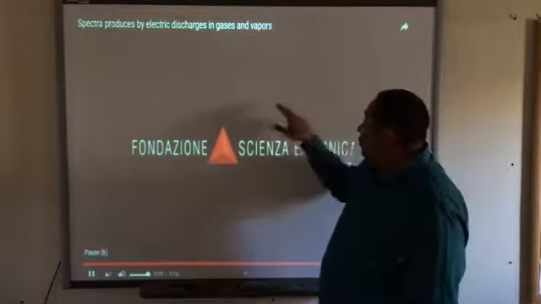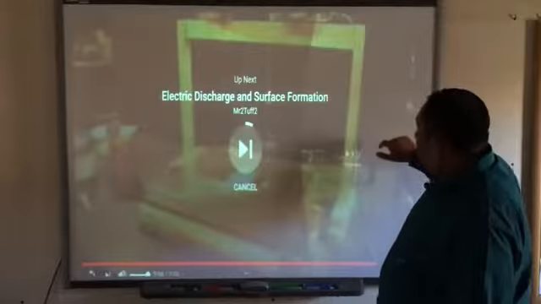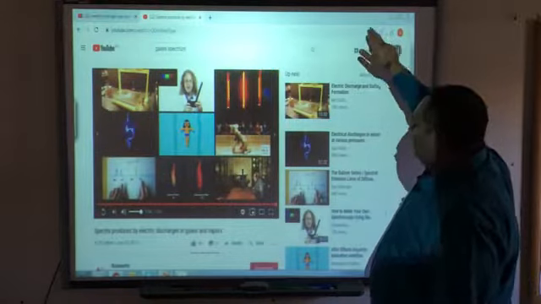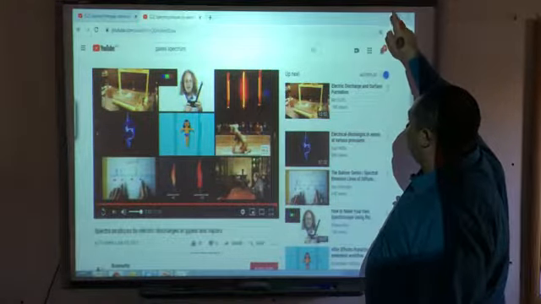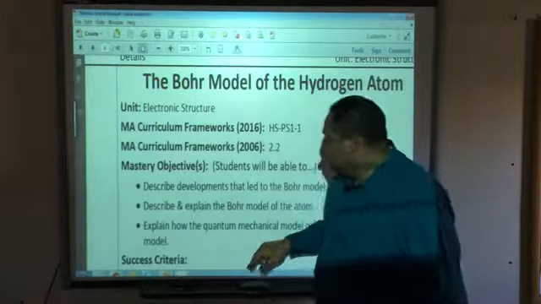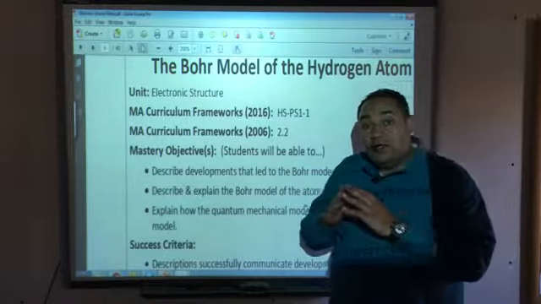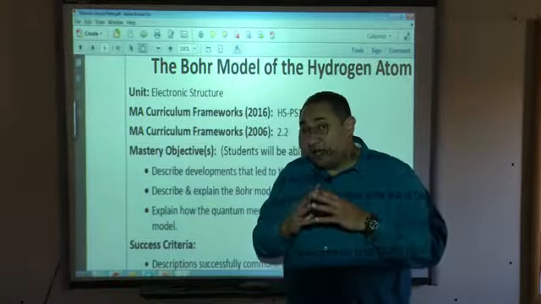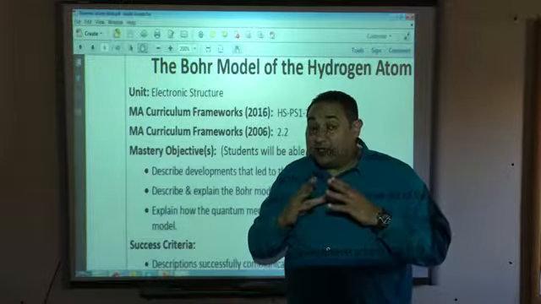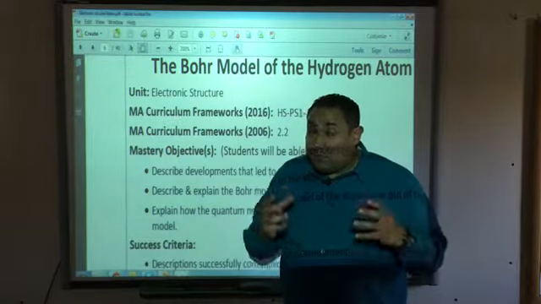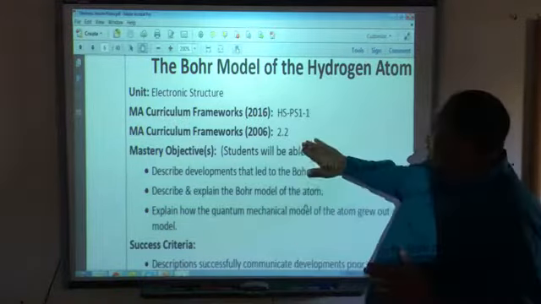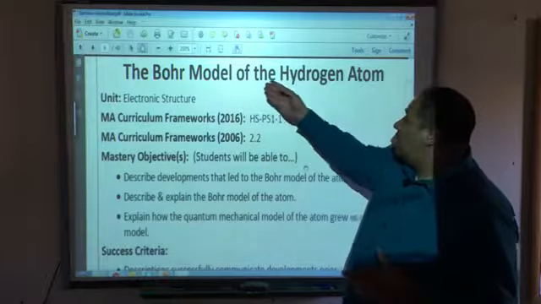Okay, very good. So what you have seen here: the scientists couldn't understand why this happens until Bohr came, with some other scientists, and gave us an explanation for the simplest atom we know, which is hydrogen. That's why we call this the Bohr model of the hydrogen atom.